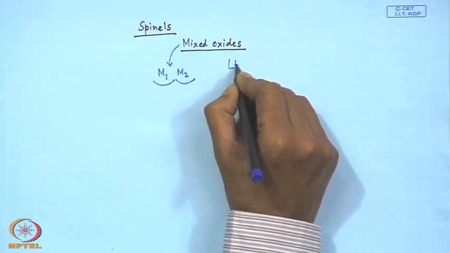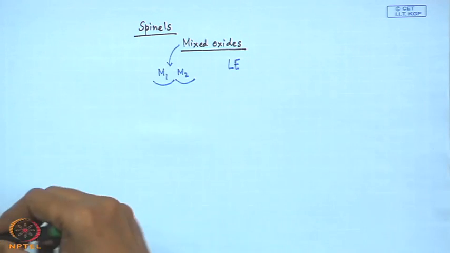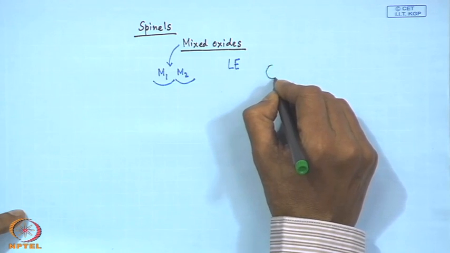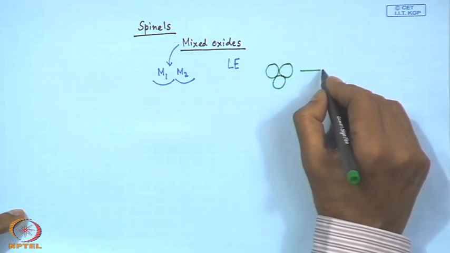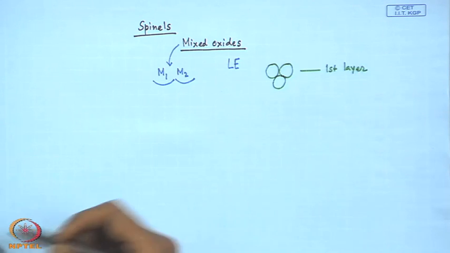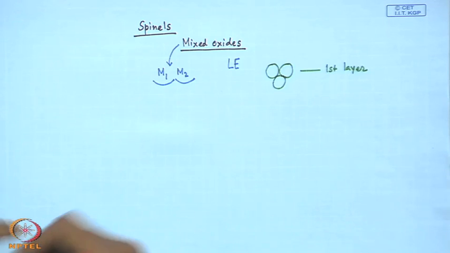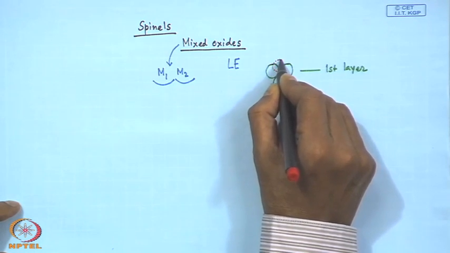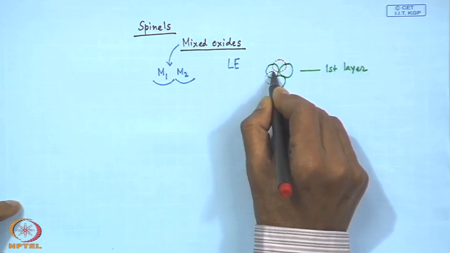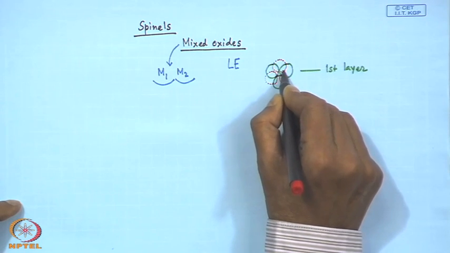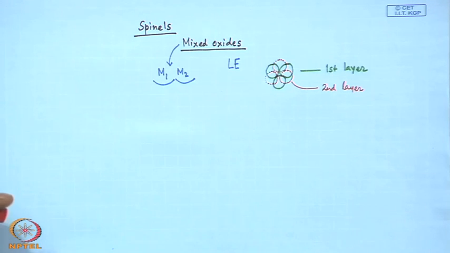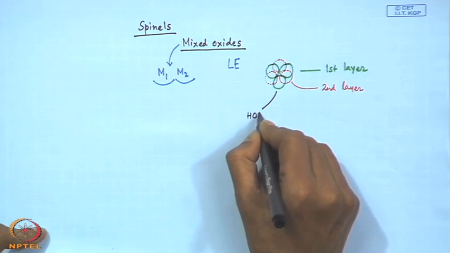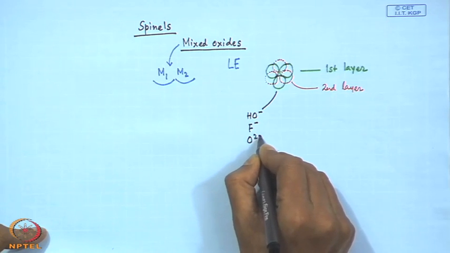But before that, when we are talking about the lattice energy, we have seen that typical spheres were available, and if we have the close packing of these spheres, so this is one layer, which is the first layer, and next if we have these red circles as the second layer, these are the second layer. So, what is happening is that whenever we have a close packing of these spheres, these spheres can be simple HO minus, F minus or O2 minus.